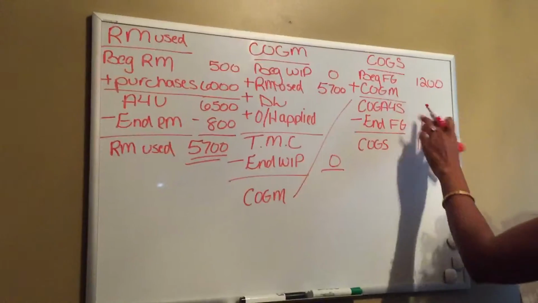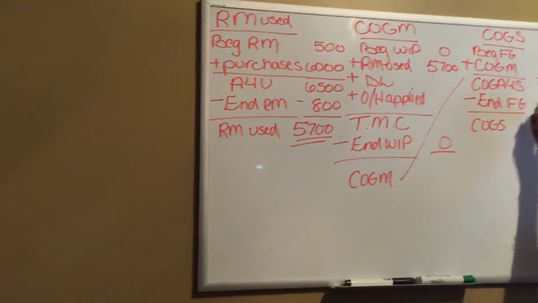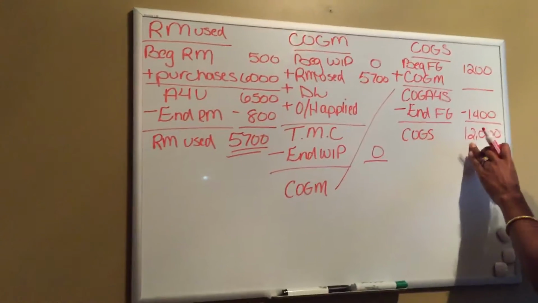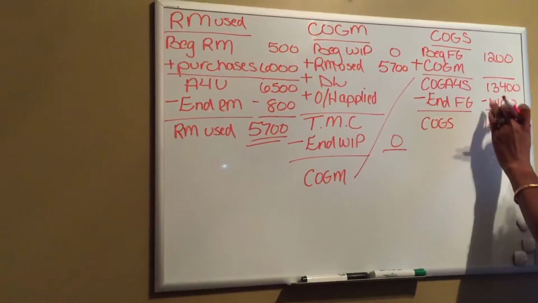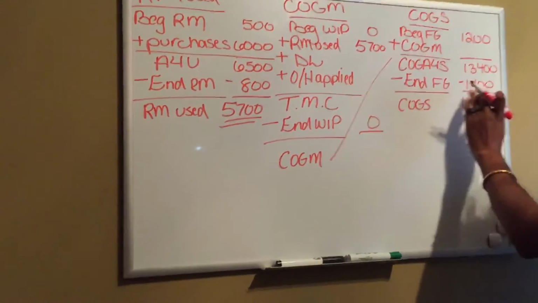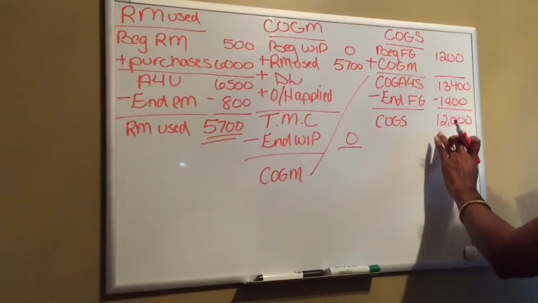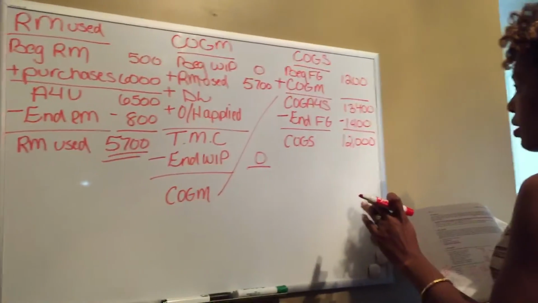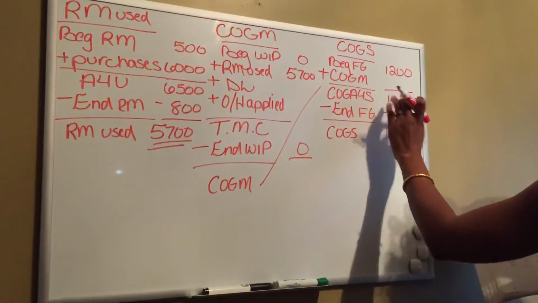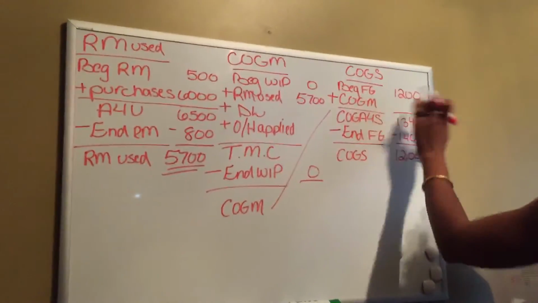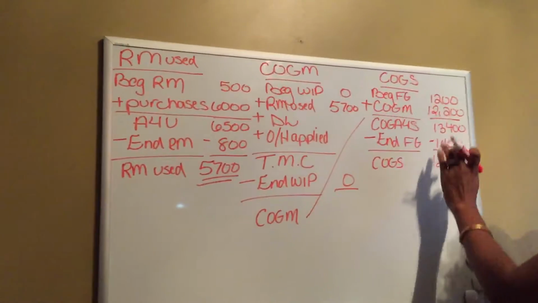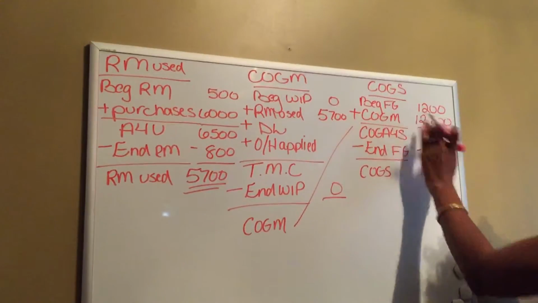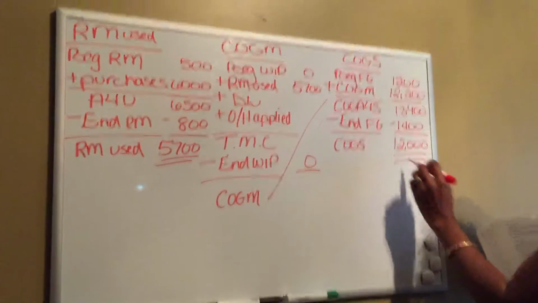Right from here, I know I'm missing some information, but I can figure it out by backing out. If I take 12,000 and I add 1,400, that's 13,400. That shows me that the cost of goods available for sale minus the ending finished goods equals my cost of goods sold. They gave me this, they gave me this, I just had to figure that out. So now my 13,400, subtract the 1,200 for beginning finished goods, that's going to give me 12,200. So 12,200 plus 1,200 equals 13,400, less 1,400 equals the 12,000 cost of goods sold.